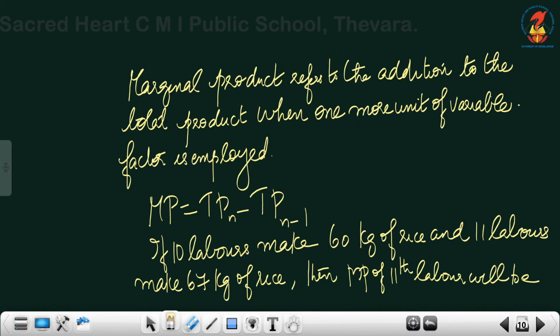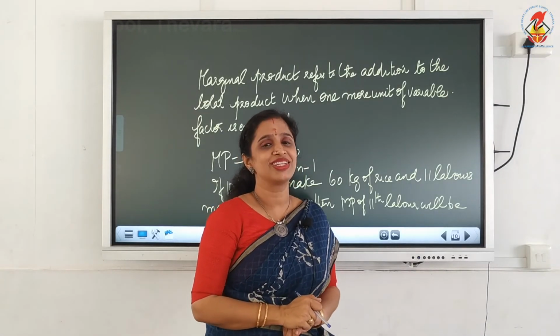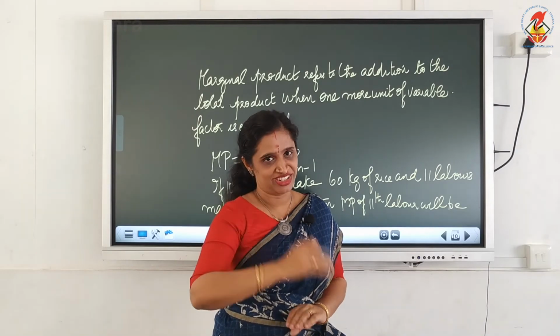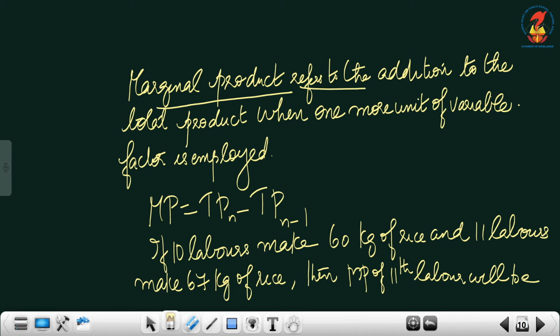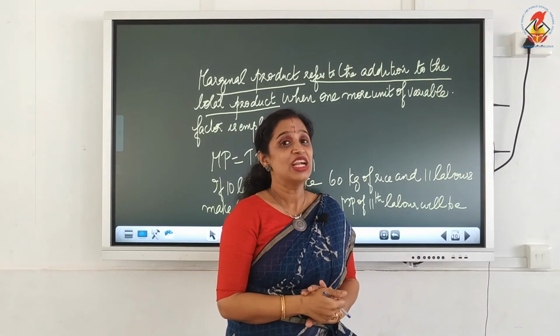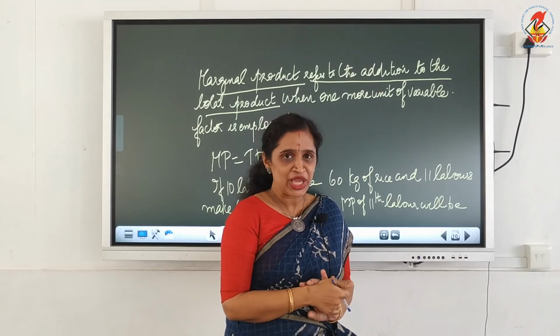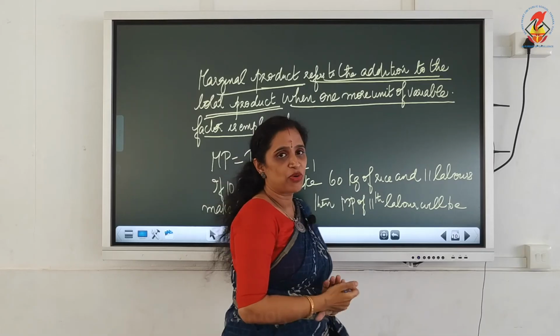Now we will move on to the third concept of the product, that is marginal product. Whenever you hear about marginal, what should come to your mind? Addition. Now let us see the definition of marginal product. Marginal product refers to addition to the total product. Just as how we explained marginal utility, you can remember that: addition to the total utility. Likewise, marginal product refers to addition to the total product when one more unit of variable factor is employed.